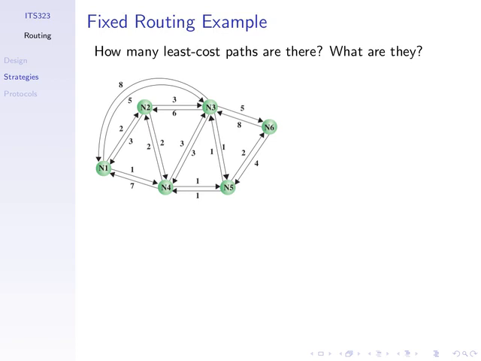1 to 4, which has a cost of 1, plus this segment, 4 to x and x to 6, which has a cost of 2, which has a total cost of 3. So if there was a path with a lower cost than 3 from 4 to 6, then it means this is not the least cost path. But we know this is the least cost path, which implies that this must be the least cost path from 4 to 6. This cannot be true. If we did have a lower one, this would not be true.